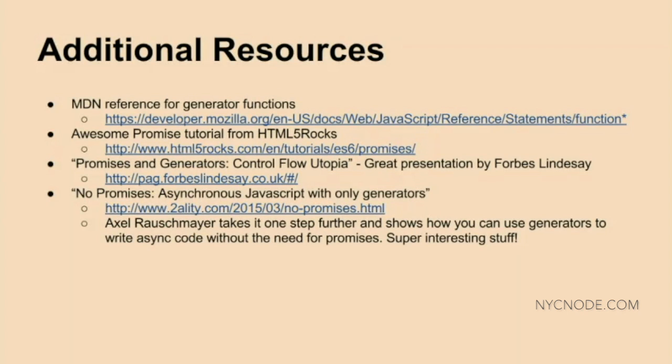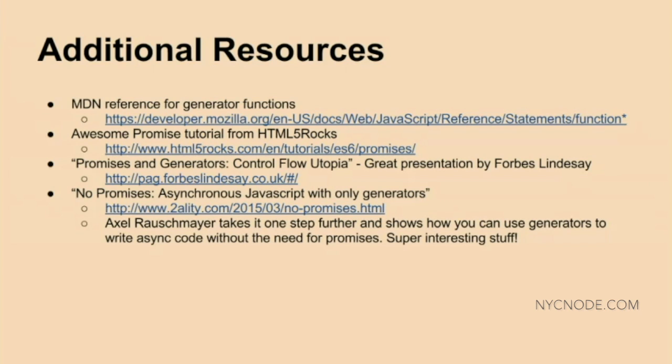And I just want to wrap it up here with some additional resources. If you want to learn more about generators and promises, which is what makes coroutines work under the hood, the MDN reference is really awesome for generators, and HTML5 Rocks has an excellent tutorial on promises that was edited by Domenic Denicola, who was a very large contributor to that specification, especially in terms of Promises/A+. There's another presentation online by Forbes Lindsay, which is excellent, and it's very similar to mine: Promises and Generators, Control Flow Utopia. There's a lot more really cool code examples there.